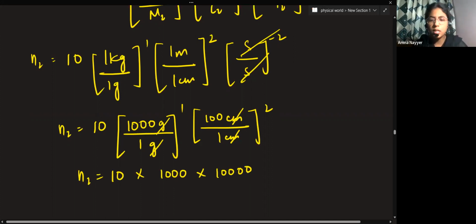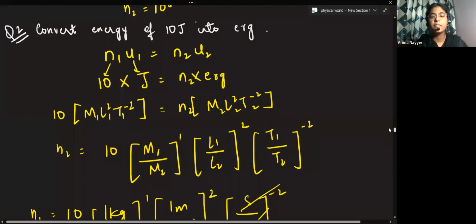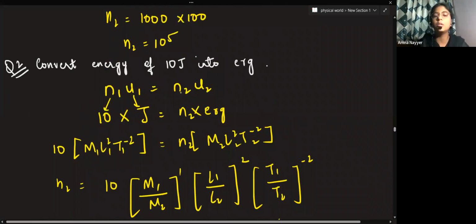So how many zeros are there? 4, 5, 6, 7, 8. So N2 is coming what? N2 is coming 10 to the power 8. It means here, this was 10 to the power 8. It means 10 joules is equal to what? 10 to the power 8 erg.